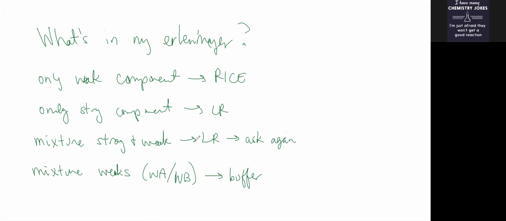So if you have a strong and a weak, you do a limiting reactant table and ask the question again. If you have only a weak, you do a Rice. If you have only a strong, you do a limiting reactant. If you have a mixture of weaks, you can do the buffer equation or a Rice thing.